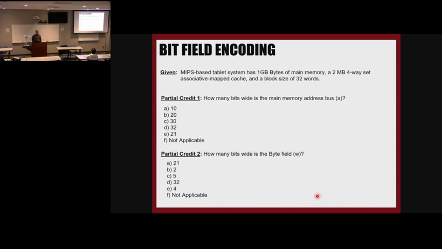So this is an example here. You can have different variations of this example. It is up to you to go and practice and have more questions like that. This example is a MIPS-based tablet system that has 1 gigabyte of main memory and a 2 megabyte 4-way set associative mapped cache and a block size of 32 words.